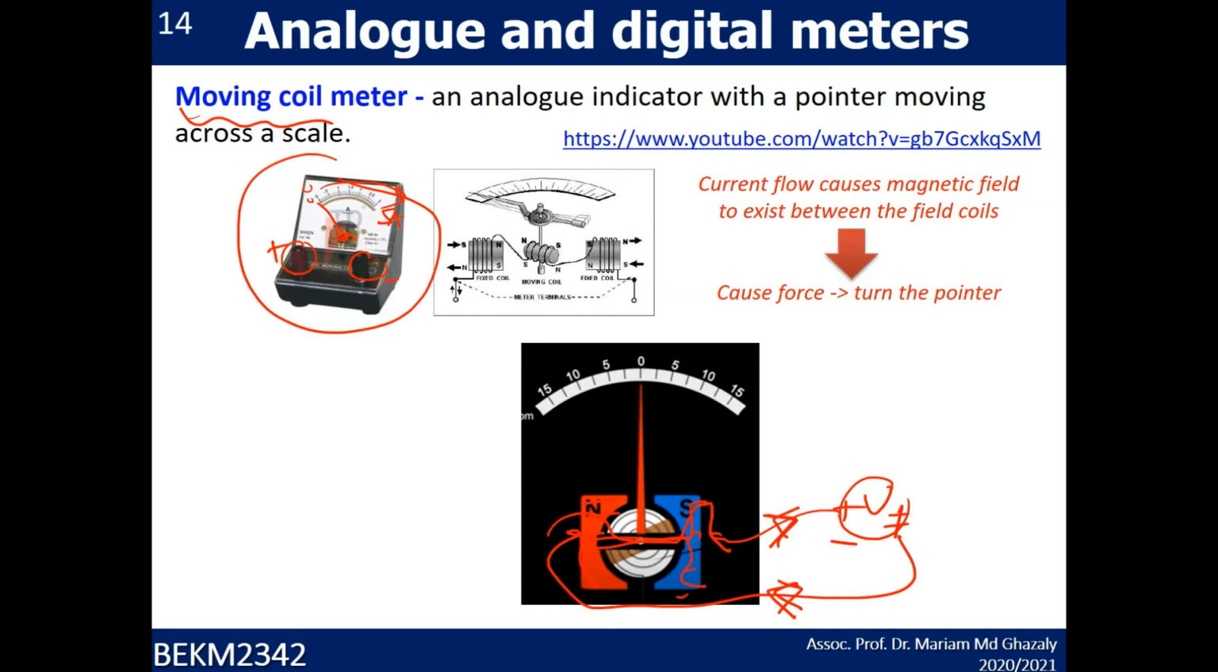When this happens, this will cause the pointer to turn. For example, the initial position of this pointer is at 0, which means at the 0 position we say it is in the middle. So when you have the current, it's going to attract the pointer to move in this direction. You can see that the more current you apply, the more it's going to move to the positive position. Okay, so this is the principle of the moving coil meter.